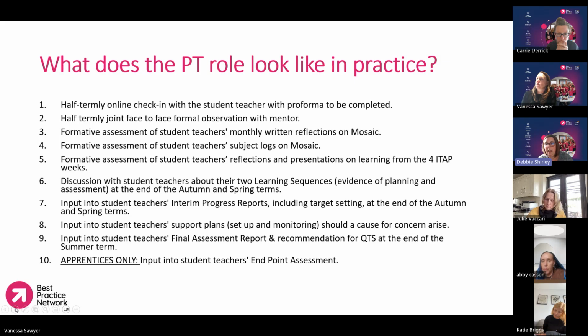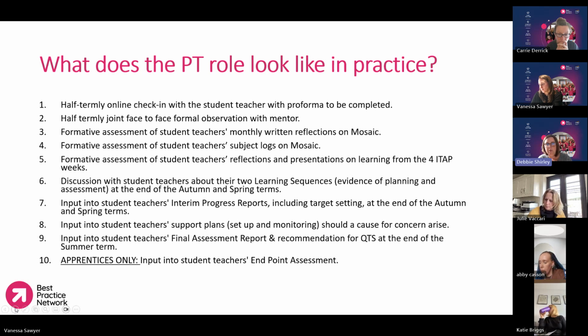on the ITAP week. And a core part of the personal tutor role is to meet with student teachers during the ITAP week to monitor their engagement with that, and also to see their peer-to-peer presentations there and draw together their expertise across those student teachers and their settings. There are 2 learning sequences where student teachers evidence planning and assessment, which happen towards the end of the autumn and spring terms, and feedback will be required by personal tutors to be able to support them with that.